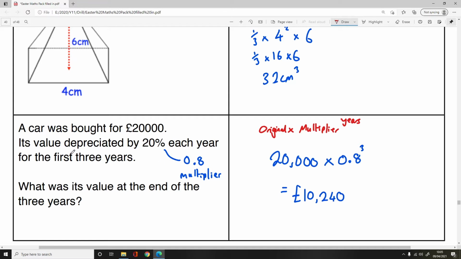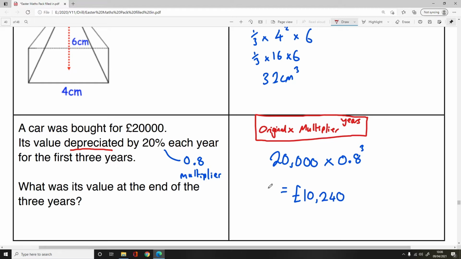Next one is a compound interest question. So a depreciation, that means a decrease of 20%. That means the multiplier that goes with this is 0.8. You're taking it away from 100% to get to 80%, and then switch it to a decimal is 0.8. The formula that you need to know is the original amount times multiplier to the power of years. So the original amount was 20 grand, the multiplier is 0.8 as we've just said, and then the number of years is 3. Do that all together, 10,240.